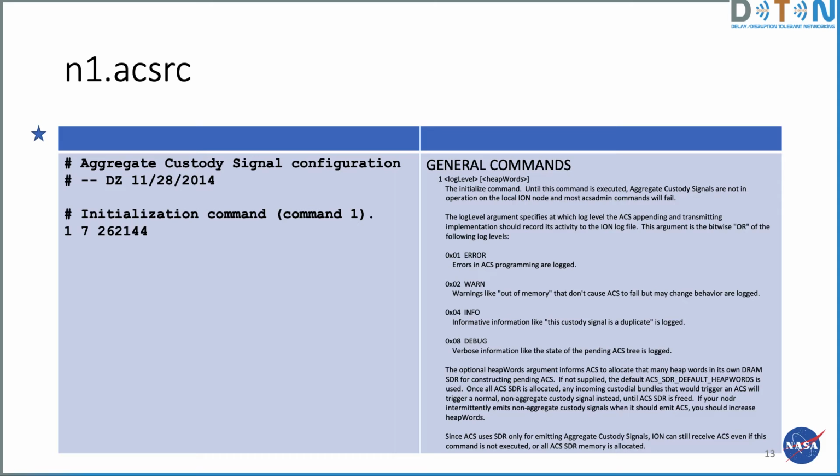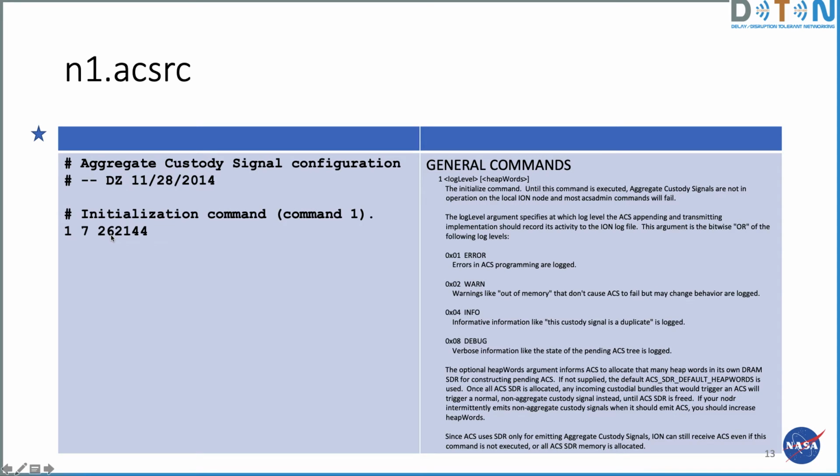This is the aggregate custody signaling configuration. So we talk here. This is again an initialization command, and then a logging level. So you can log errors, warnings, info, and debug information. Here we're going to log everything down to debug, and then a number of heap words.